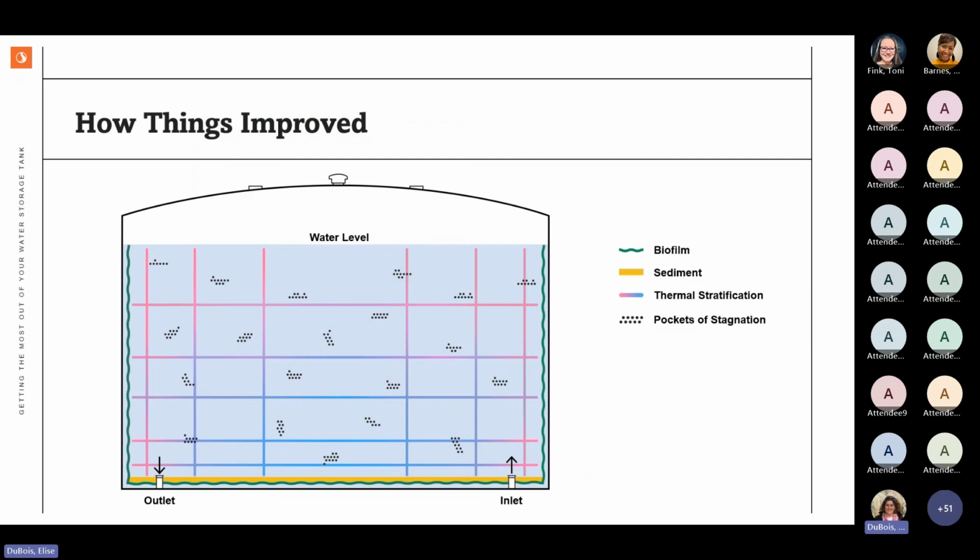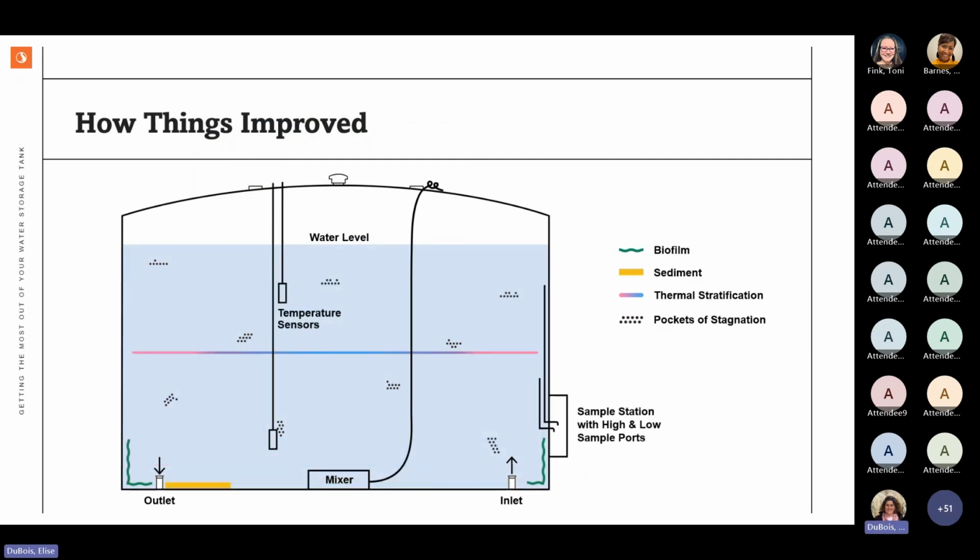Okay, so to circle back to our sample tank, we've made some changes, as you can see in black. We have a mixer in the sample tank. This is making things homogeneous and reducing the stratification to within 1 degree Fahrenheit or 0.8 degrees Celsius between the top and the bottom of the tank. We've added temperature sensors at the high and low level. This keeps us appraised of stratification and helps to ensure the mixer is doing its job.